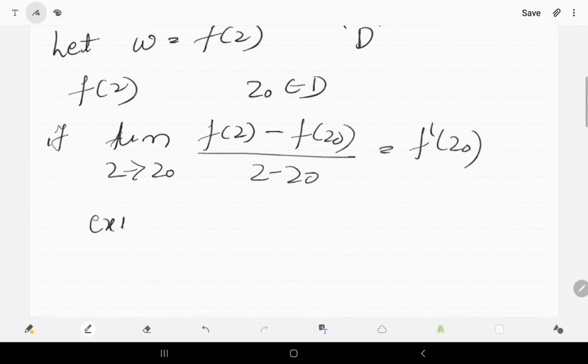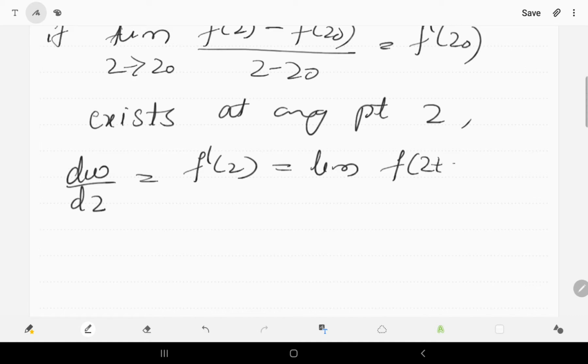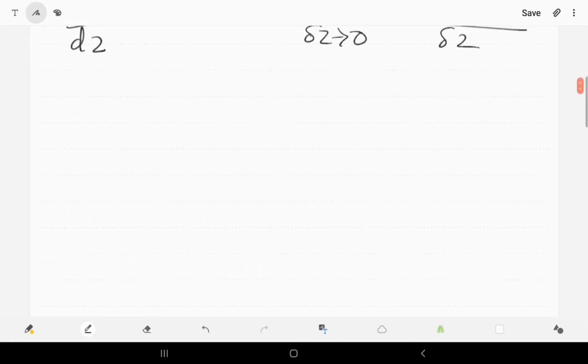exists. It must exist at any point z, or it is also denoted by dw by dz is equal to f dash z, that is equal to the limit of f of z plus delta z minus f of z divided by delta z as delta z tends to 0. So this is the definition of differentiability. Continuity is a necessary but not a sufficient theorem.